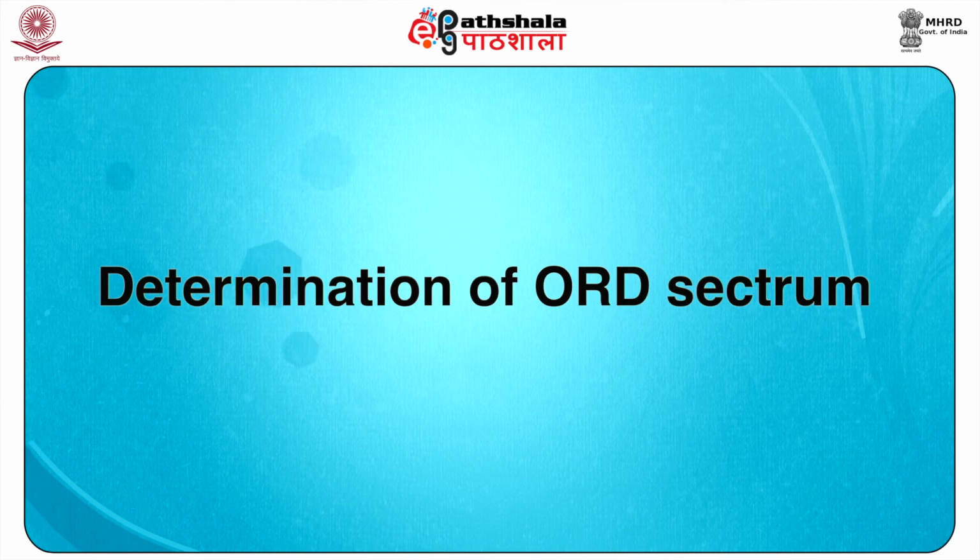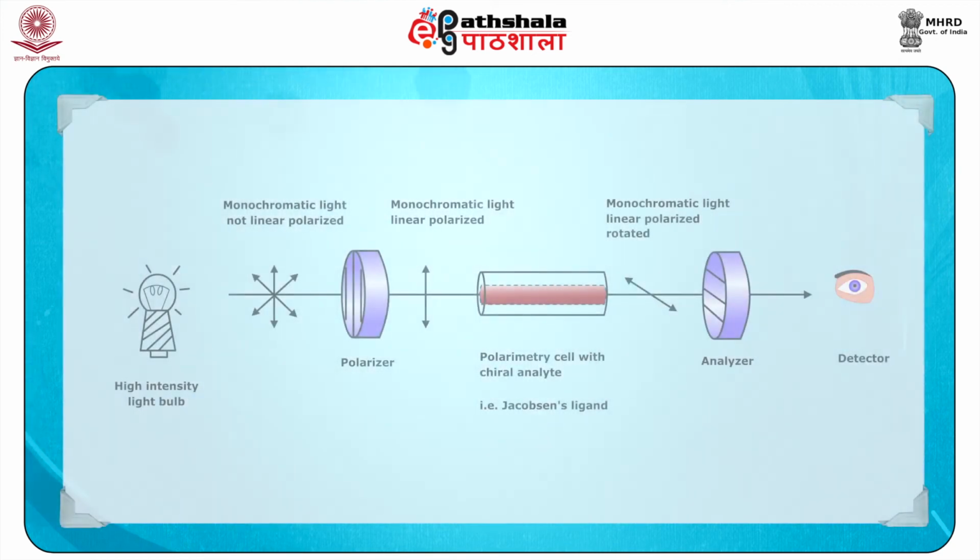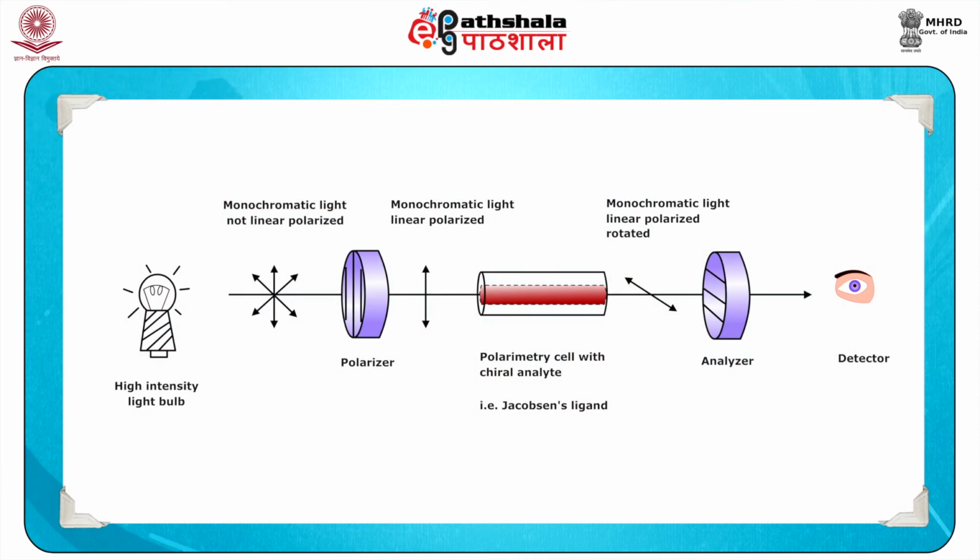How is the ORD spectrum determined? Illustrated in the picture is, first, light is generated by a high intensity source of wavelength from about 190 nanometers to 900 nanometers, which is passed through a monochromator and then through a polarizer. The rotation of plane polarized light by a chiral molecule or a solution of it is then recorded by an analyzer, which is another polarizer. The angle at which the transmitted intensity is maximal gives the observed rotation in degrees, alpha lambda.